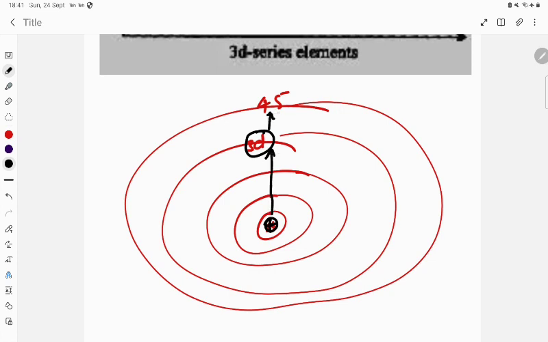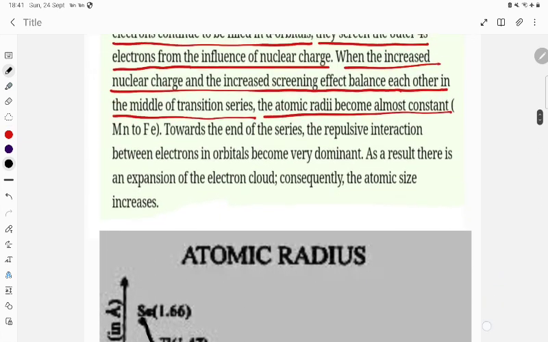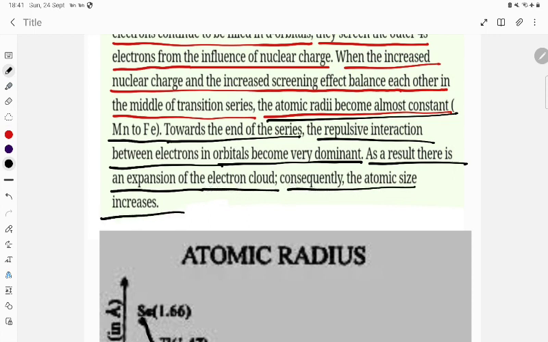When they are screening the 4s electron, what is happening? The effective nuclear charge becomes constant. It is not going to influence more. That is why the atomic radii are almost constant from Mn to Fe. Towards the end of the series, the repulsive interaction between the electrons in the orbital becomes very dominant. As a result, there is an expansion of the electron cloud. Consequently, the atomic size increases.